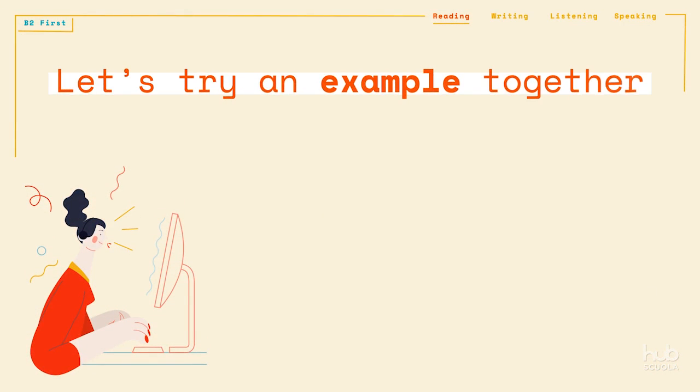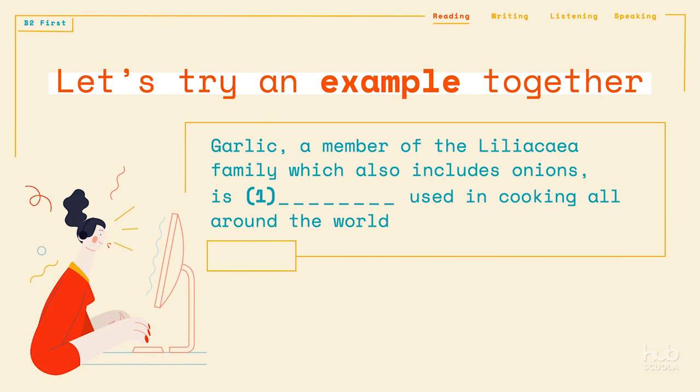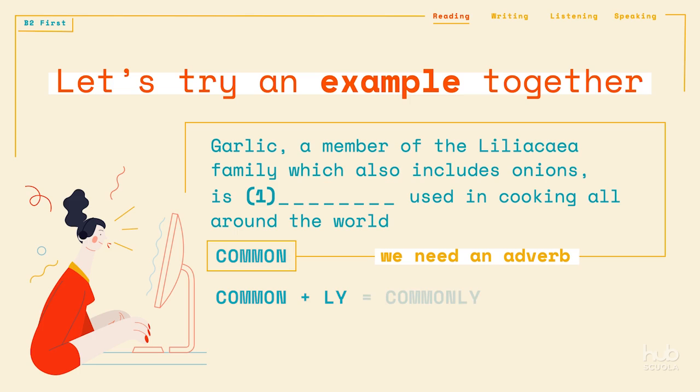Let's try an example together. In this case, the stem word is common, an adjective. But for this sentence, we need a word that describes how garlic is used. In other words, we need an adverb. To create the adverb, we can simply add the ending ly to the stem word. This creates the word commonly.